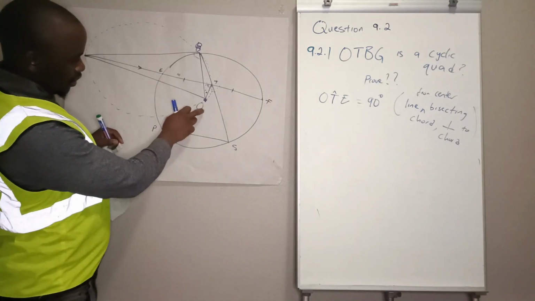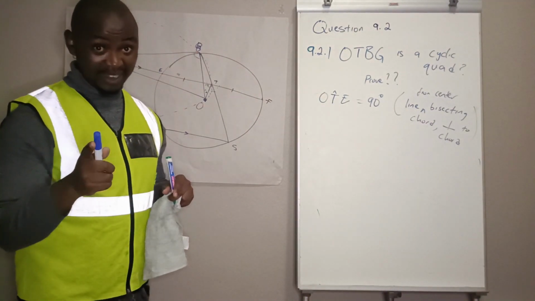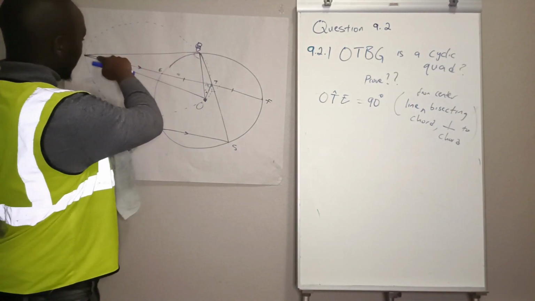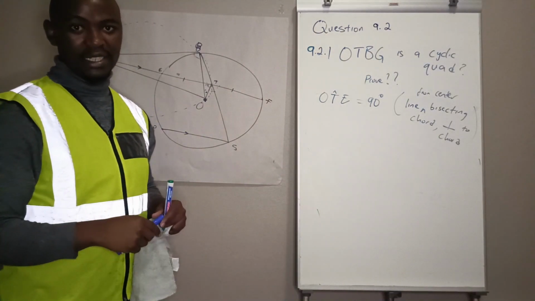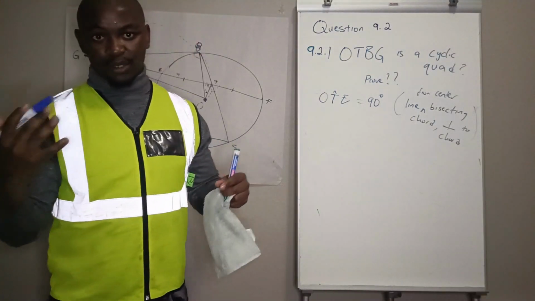And we also know that OB is a radius. Remember, a radius that intersects a tangent has to be perpendicular to that tangent.